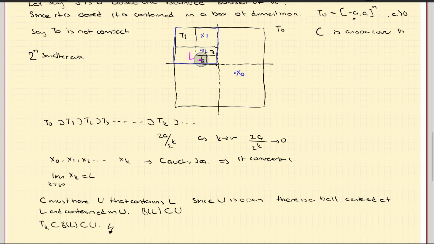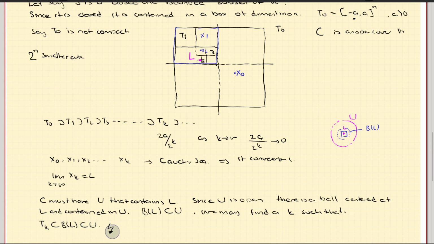We have the limit point L, and C should contain an open set U that contains L, and since U is open, we may find a ball centered at L, this is the B_L, centered at L. But we can make the Tk's as small as we wish, and they will eventually all be around L. So we can find a Tk that stays inside the ball B, right? So we may find a k such that Tk is a subset of B_L and it's a subset of U.